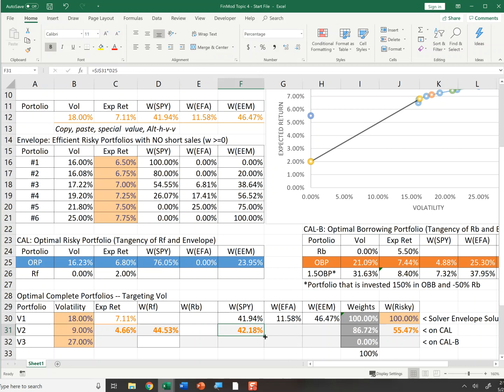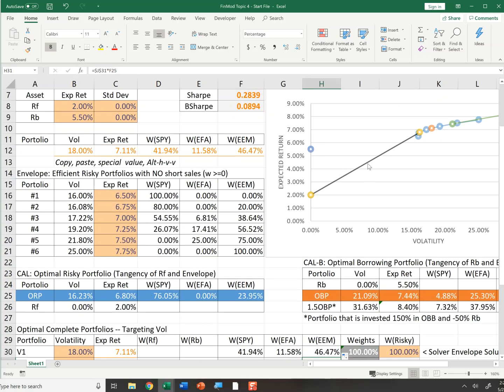I'll copy that across. So it's the weight in the risky times the weight of EFA in the risky, weight of the risky times the weight of EMA in the risky. Notice that if I sum up these 4 numbers, it adds up to 100%. So this is how you tell your client to build the optimal 9% vol portfolio. If the client had $100, put $44.53 in treasuries. The other $55.47 are going to be invested by $42 in SPY and $13 in EMA. That will give them an optimal portfolio.